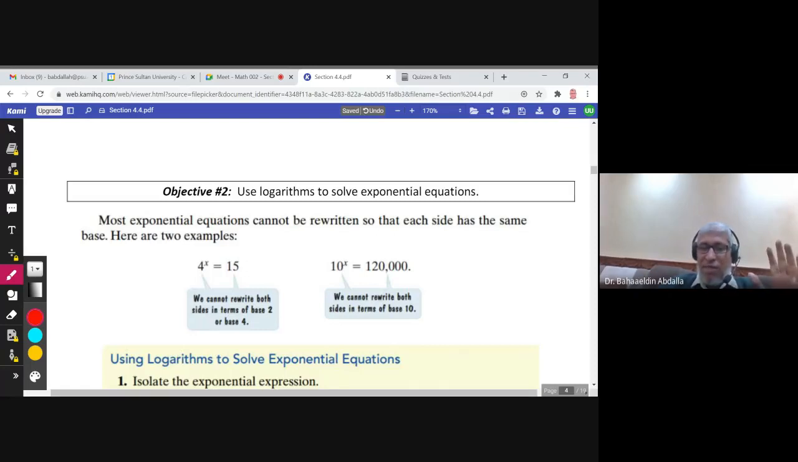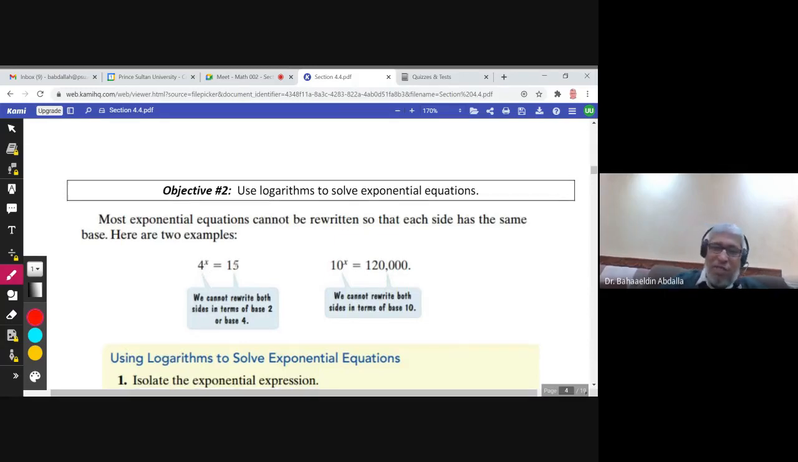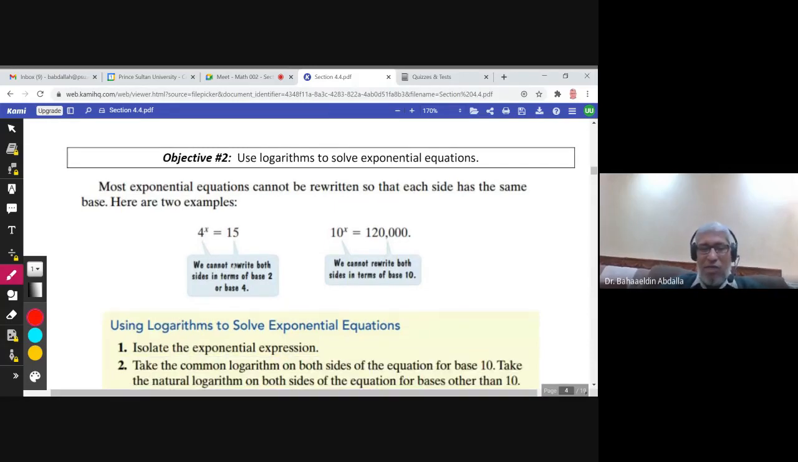It is not always possible to write both sides with the same base. Look here, for example, 4 to the power x equals 15. We cannot rewrite both sides in terms of base 2 or 4. You cannot write 15 as 4 to some power or 2 to some power. So the method in objective 1 is not always possible.